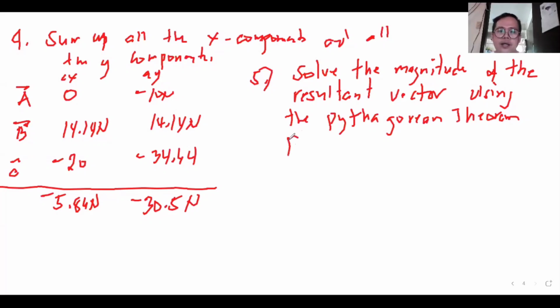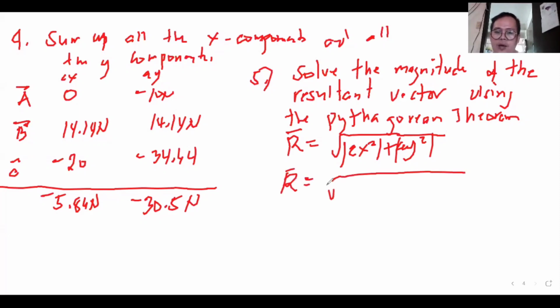So the magnitude of the resultant vector will be equal to the square root of summation of x squared plus summation of y squared. And this is actually the absolute value. Since it's absolute value, we are going to ignore the negative sign. So the resultant vector will be equal to, ignoring the negative sign, 5.86 squared plus 30.5 squared.